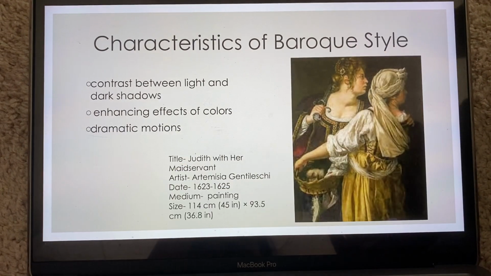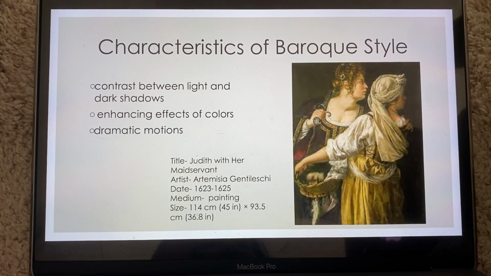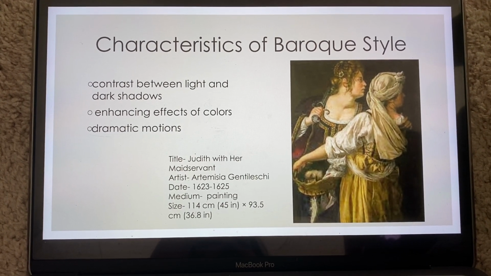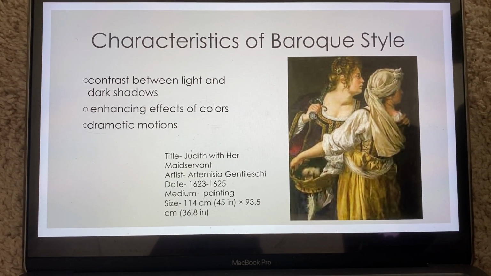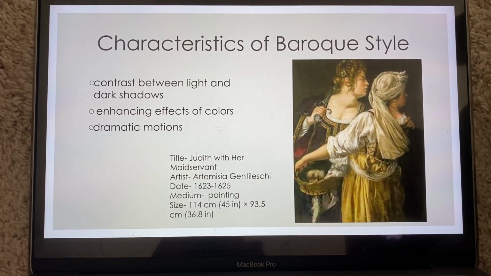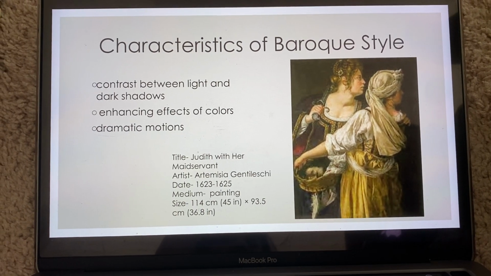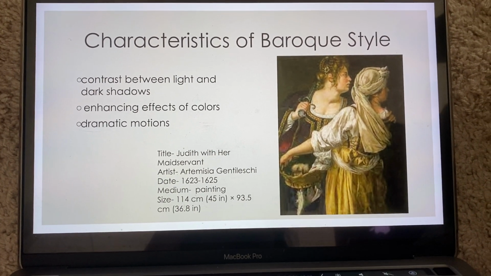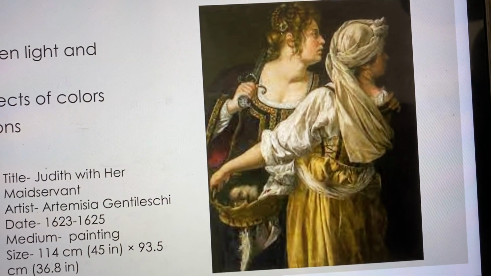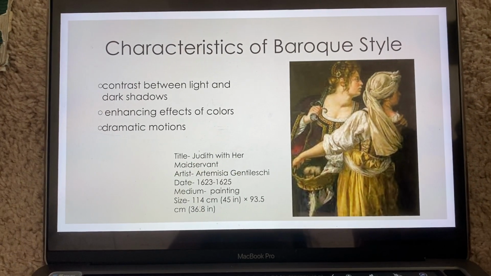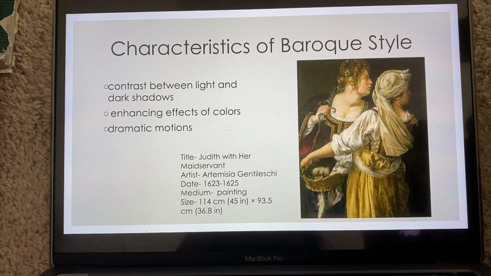The defining characteristics of Baroque style artworks are strong contrast between light and dark shadows, enhancing effects of colors, and dramatic motions in an attempt to represent live action. Baroque artwork displays movement by not using traditional lines, but rather incorporating curves, diagonals, and twists to give a more alive effect, as shown in the example displayed. The ruffles in the shirt and the attention to detail give a more alive feel to the painting.